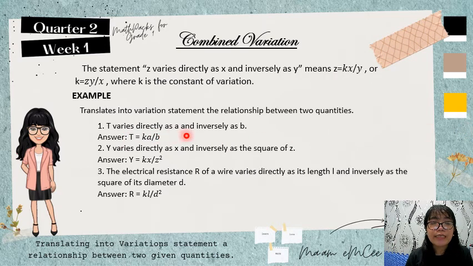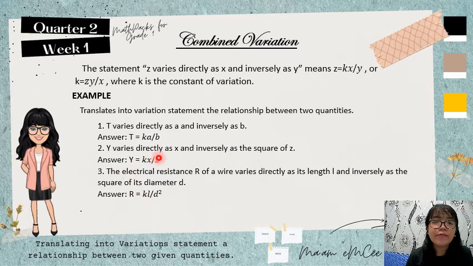Now let us have our examples. T varies directly as A and inversely as B. So T will be on the left side. So this will be equal to, in the numerator, our constant of variation, which is the K, and our variable which is directly proportional to the first variable, which is A. So KA over B, our third variable. So T varies directly as A and inversely as B is translated as T is equal to KA over B in mathematical equation.